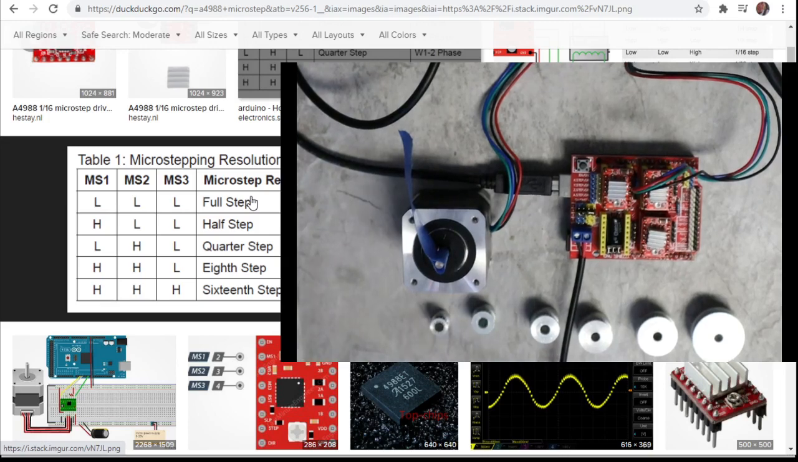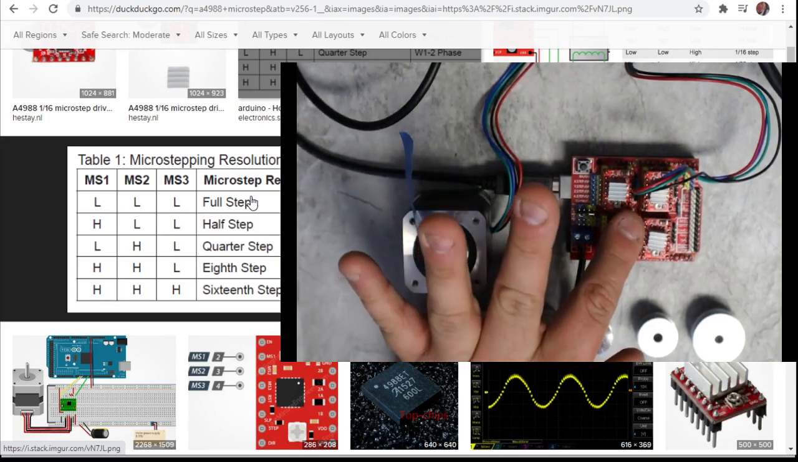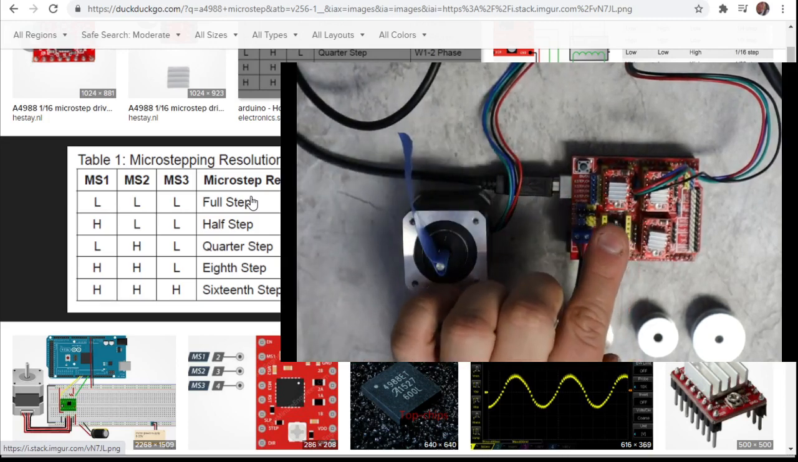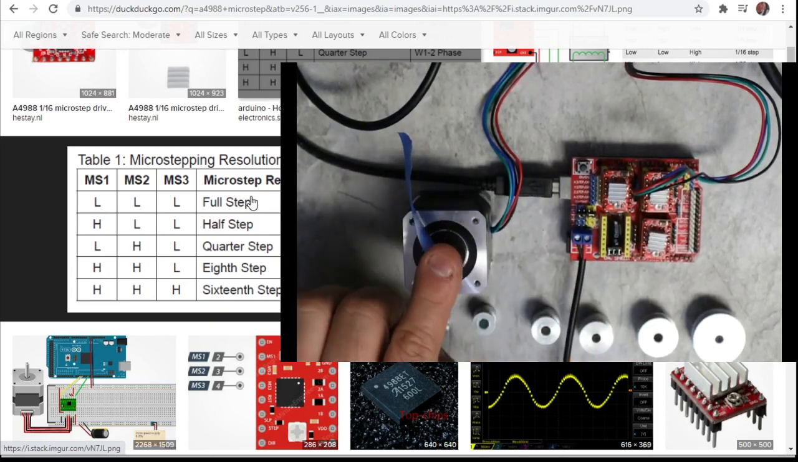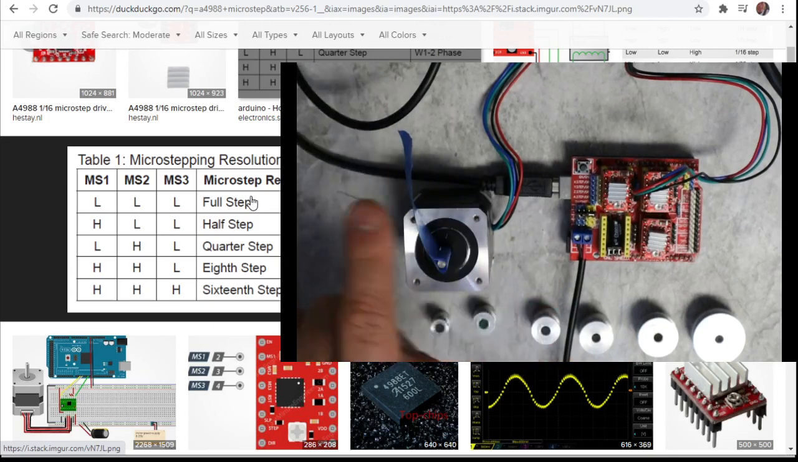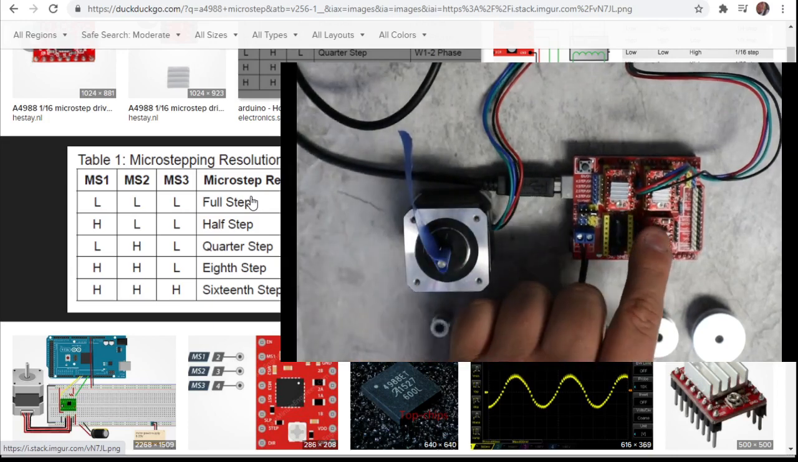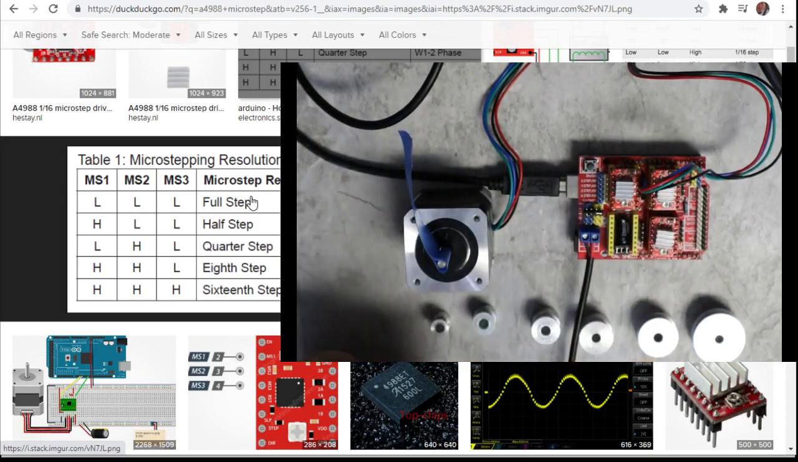Okay. So we know what our stepper drivers are set at. So that means for this to make a full revolution, we need to pulse these things 3,200 times. Okay, so keep that in mind here.